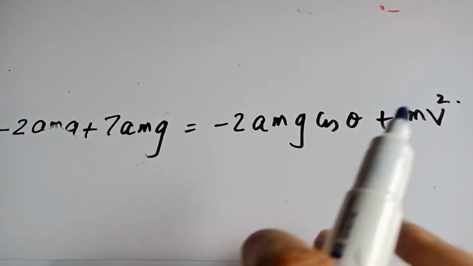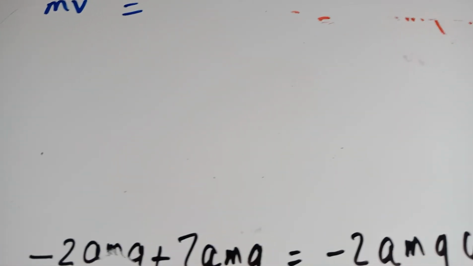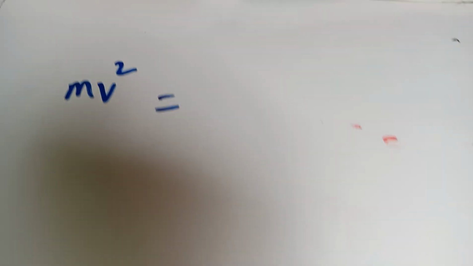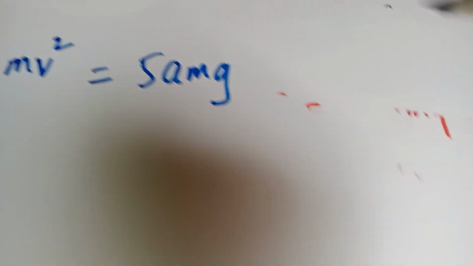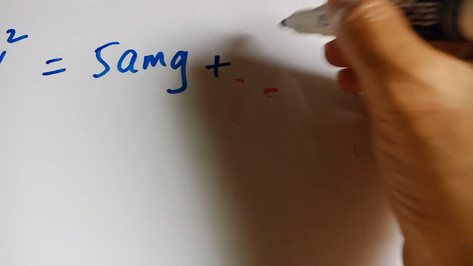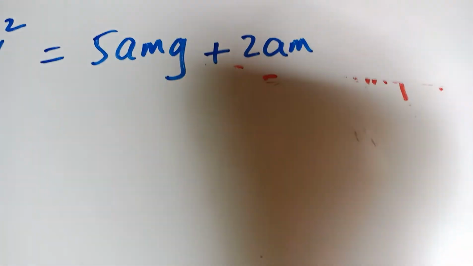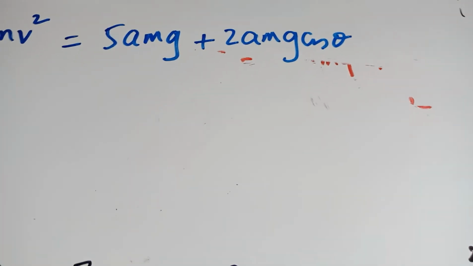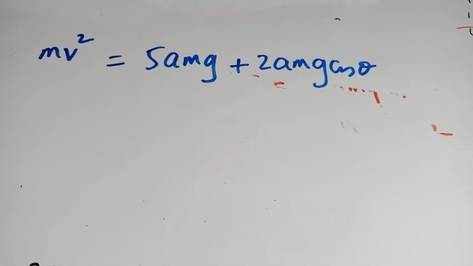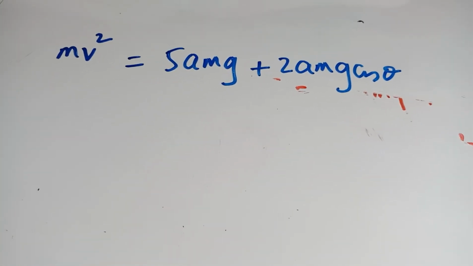So from this, I can say that mv square is equal to, the sum of these two is going to give me 5amg, and this moves to the other side, so this is going to be plus 2amg cos theta.